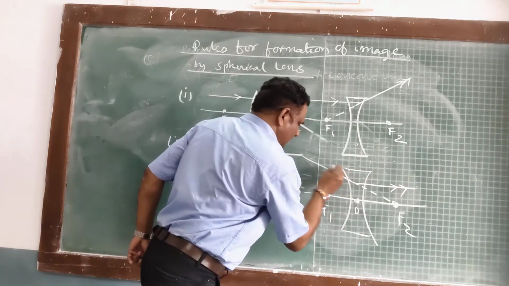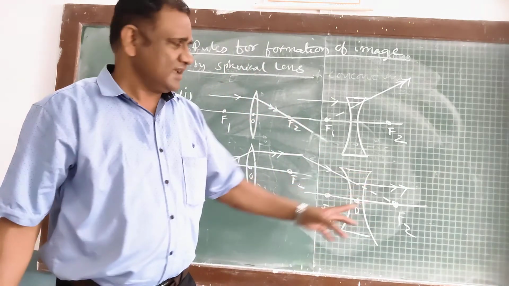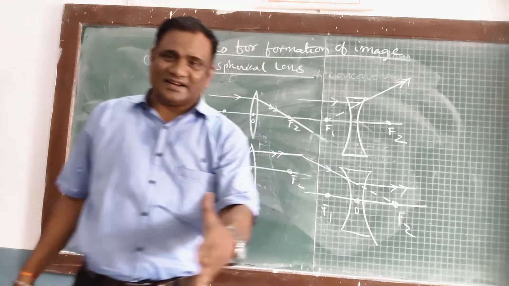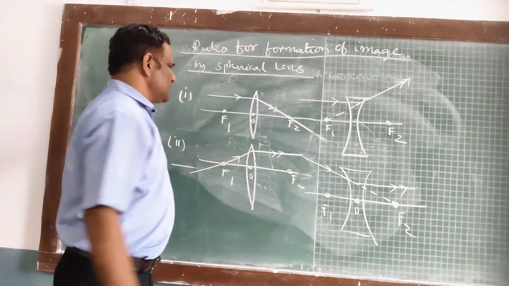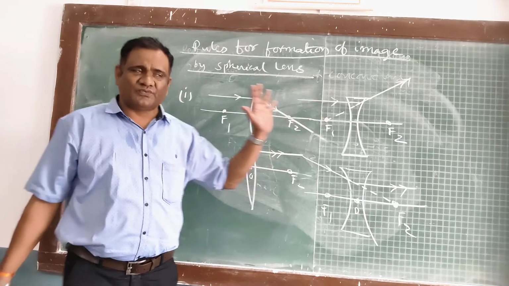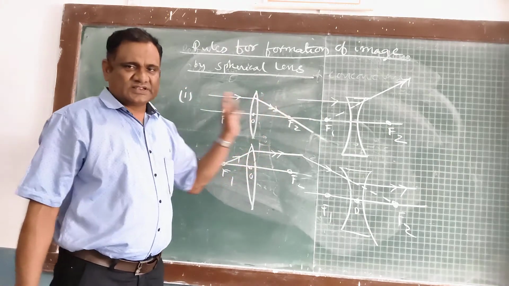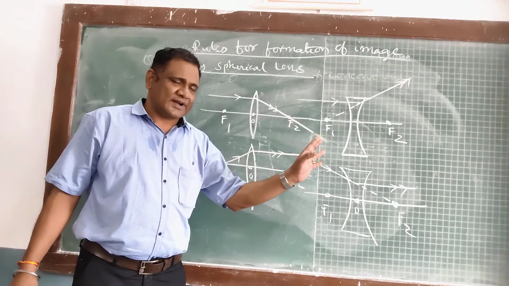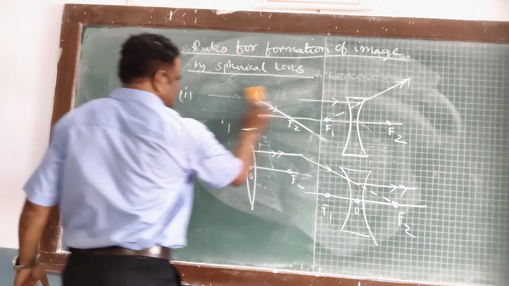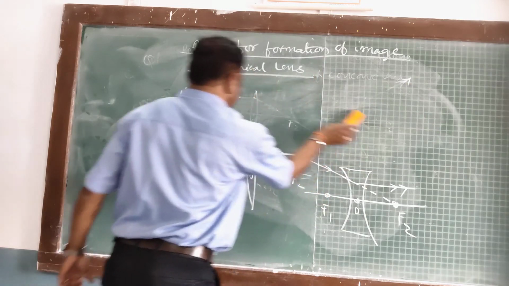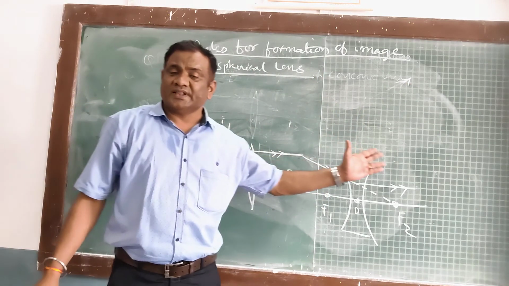Double arrow shows the refracted ray. Single arrow shows the incident ray. These are certain sign conventions, but every time we will say that the incident ray will move from left to right. Okay. Now the next rule. What does the next rule say? Rule number 3. All these rules are very helpful in the formation of image.